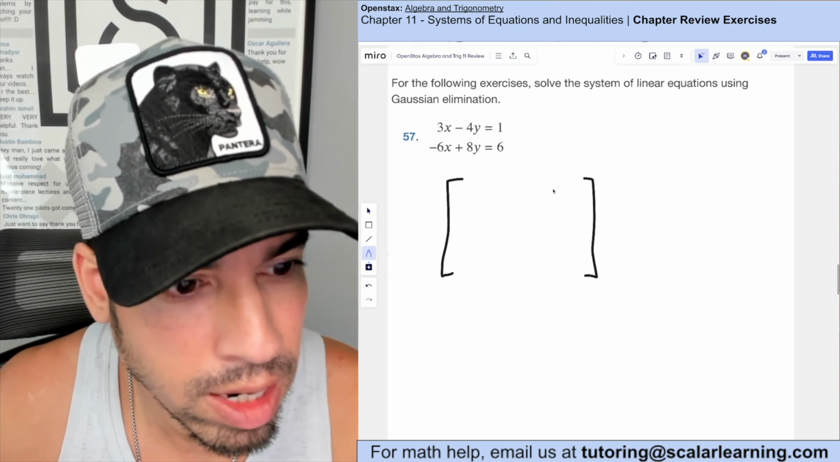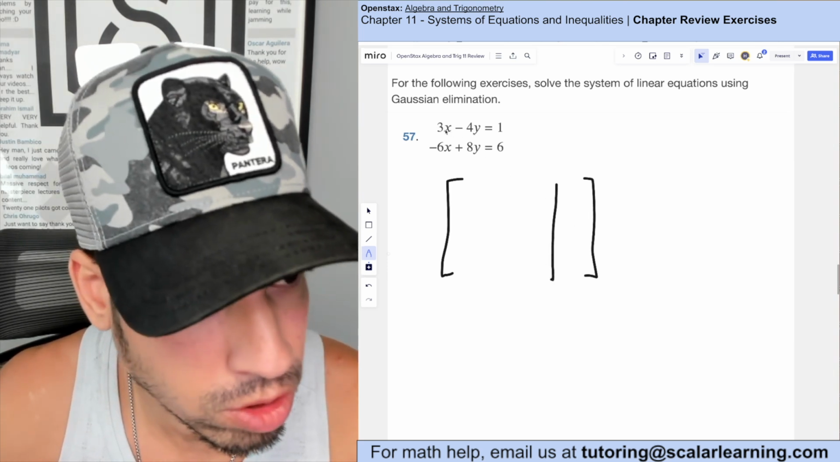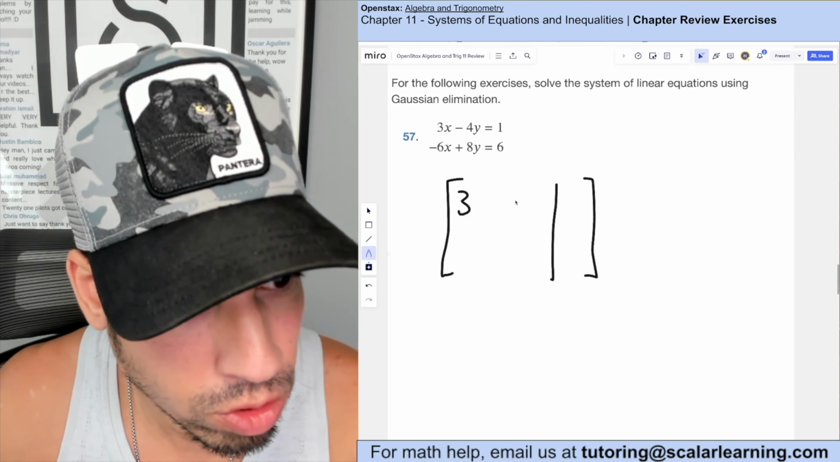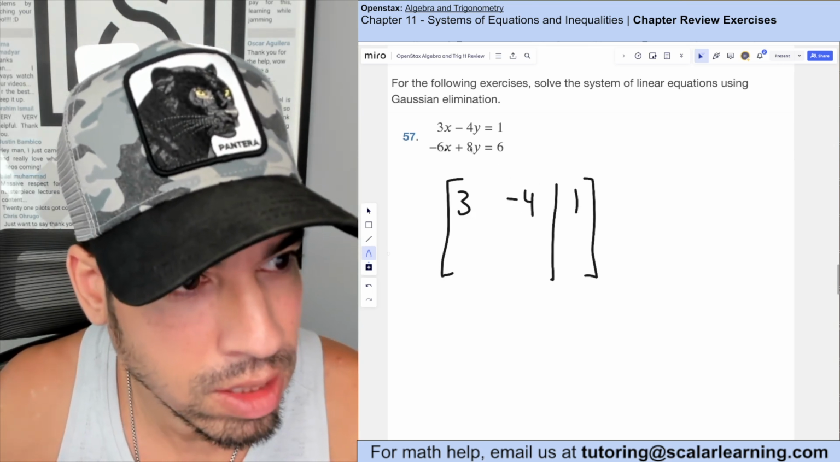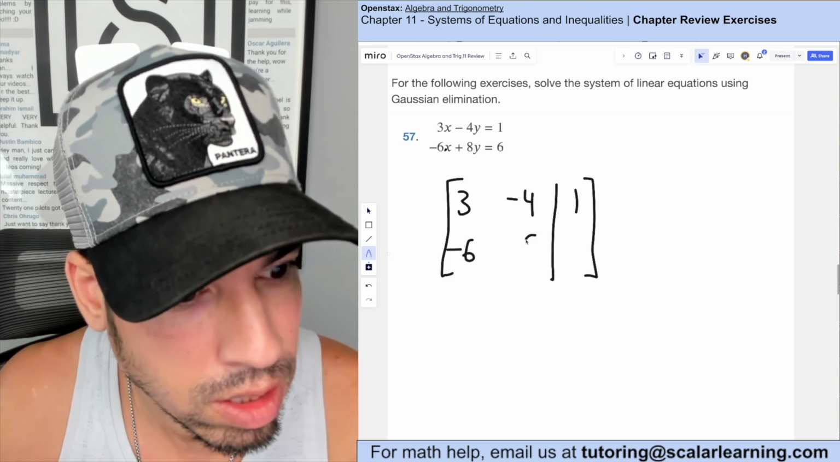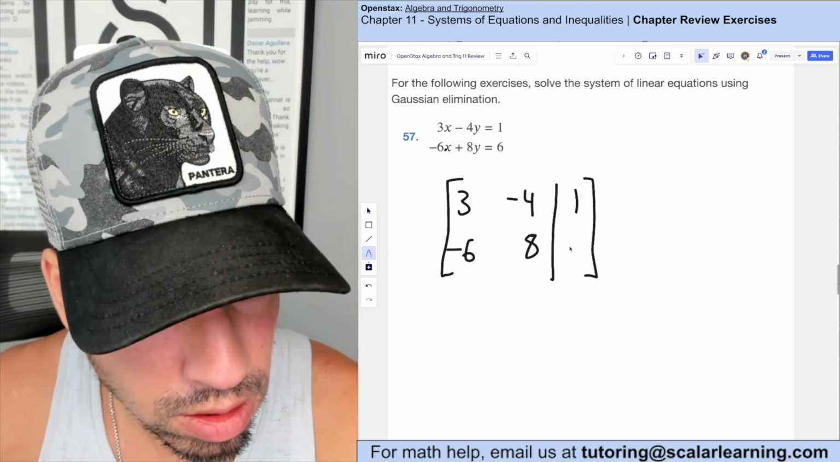The way we start that is by putting it in an augmented matrix where we have the x and y coefficients, 3 and -4, like so, and then that constant over here. And then we have -6 and 8, like so, here. And of course, we have to put that 6 here as well.